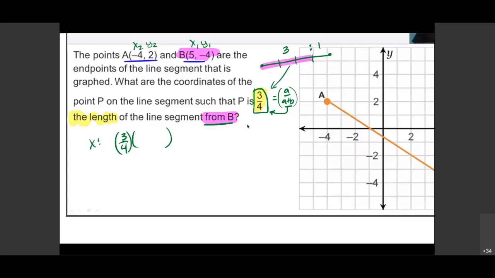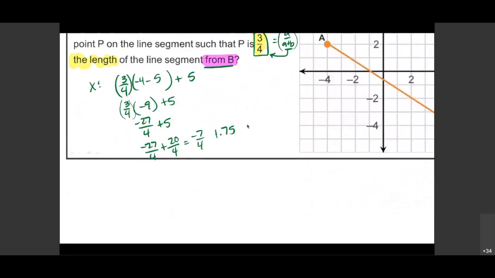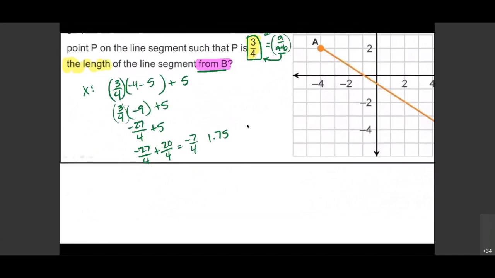I'm going to start with finding my x's. So I'm going to look at my equation over here. Got x2 minus x1. So x2 minus x1. And then we add x1. And then we simplify. So 3/4, -9, plus 5. That'll be -27/4. So that's -27/4 plus 20/4. So -7/4, which is 1 3/4. So they might want it as a fraction or as a decimal. I've seen a lot of decimal values in the quizzes and stuff lately.